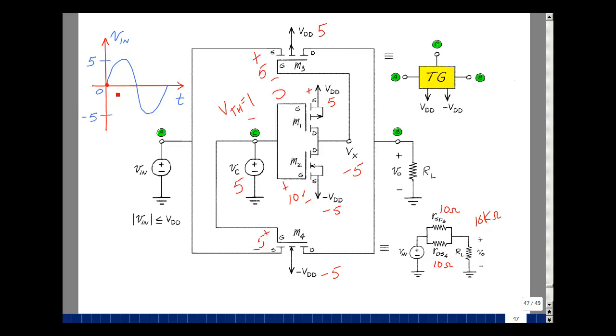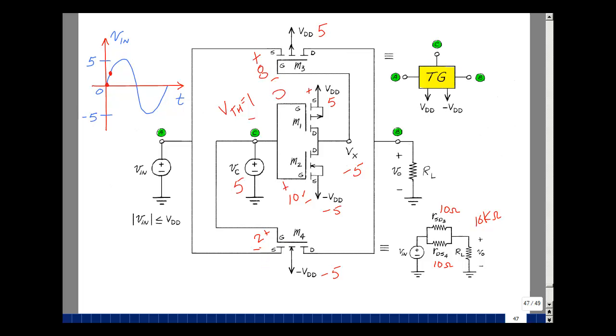Suppose my input now is 3 volts. Let me erase this and this over here. What's my source to gate voltage now? Well, it's 3 volts here minus a minus 5, so that's 8 volts. What's the gate source here? Well, it's 5 volts minus 3 volts. That's 2 volts. My source to gate voltage went up, and my gate to source voltage went down.